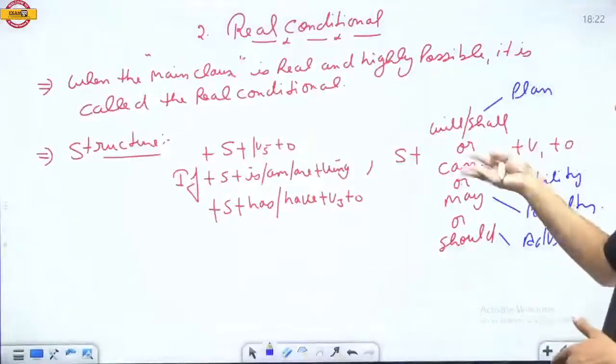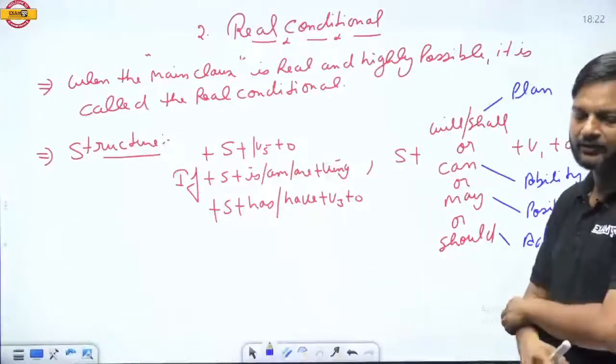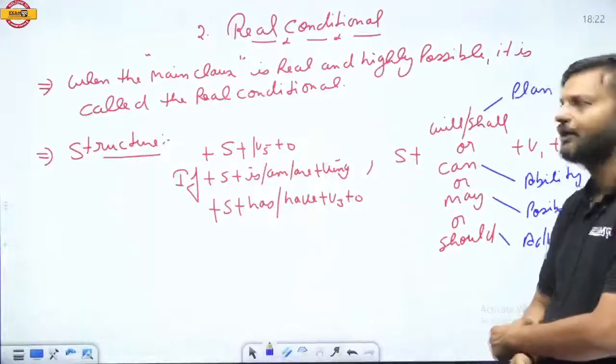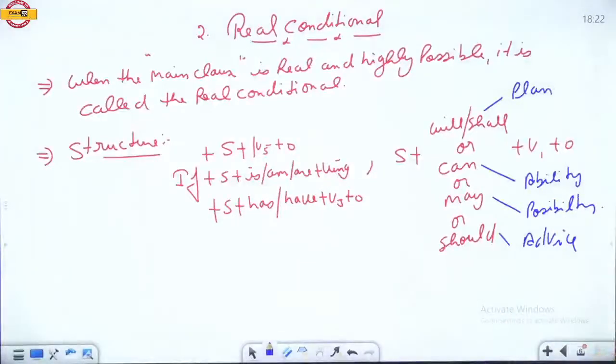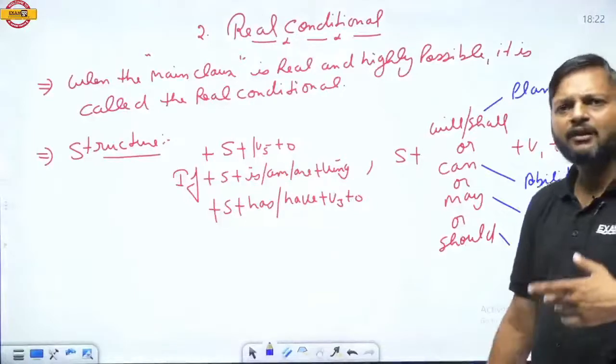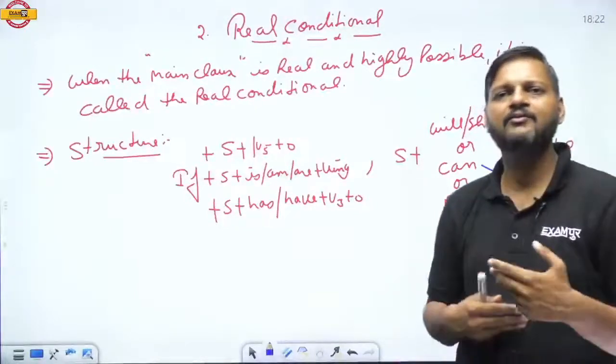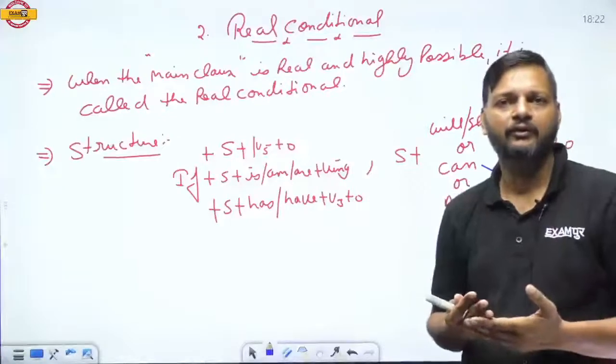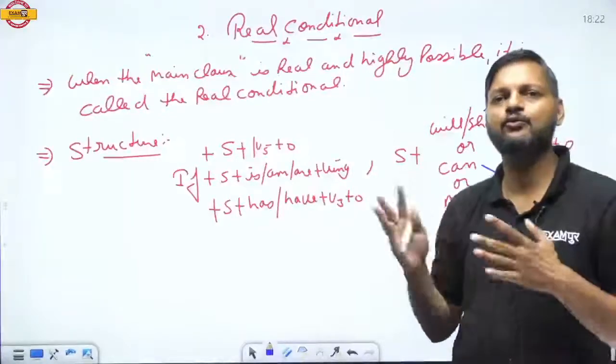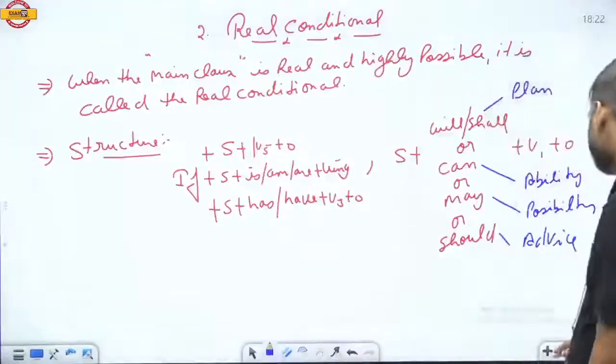Okay, so this is the structure of present real conditional. This is the structure of real conditional. Now this is the most important conditional sentence, because there is a variety of sentence structures that are used in this sentence. Let's see some examples.